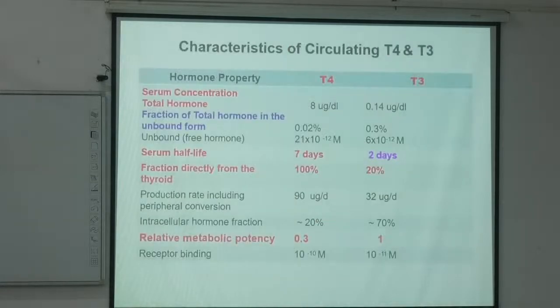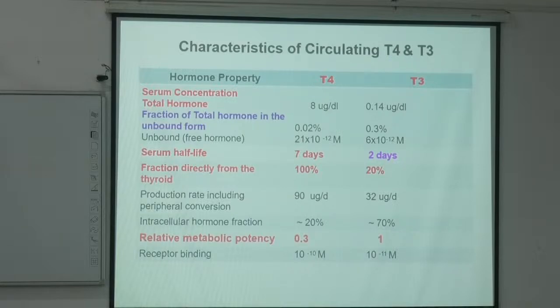Next. So there are several differences between T3 and T4. Out of these points, I want you to remember only those written in red. T3 is more than 3 times as active as T4, that you must remember. Which one is the most metabolically active form? It is T3, which is metabolically much more active than T4 in the periphery.